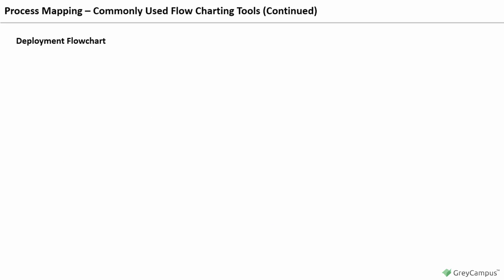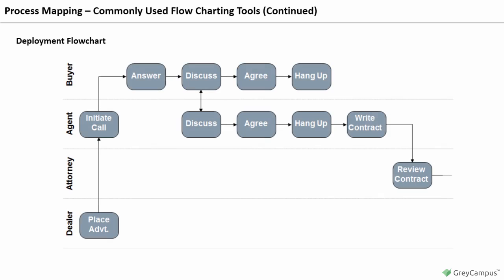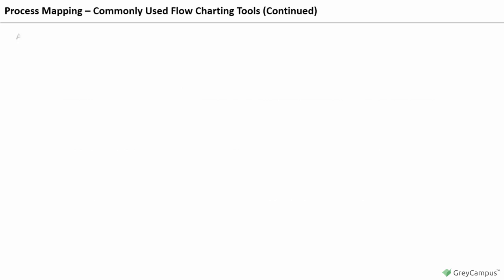Example of deployment flowchart. In the deployment flowchart, a dealer places an advertisement. An agent will initiate a call, and the buyer will answer, discuss the details, agree on the details, and then hang up. Similarly, the agent and buyer discuss further. There is an agreement, and then a hang-up. We write the contract, and the attorney reviews the contract. In a deployment flowchart, we create a flowchart using swim lanes, and each swim lane is the role of each individual.